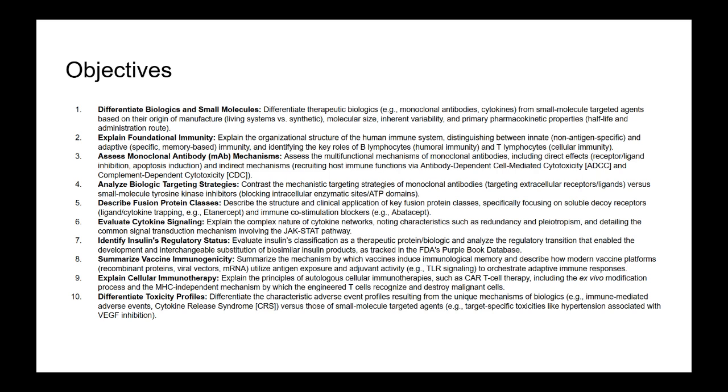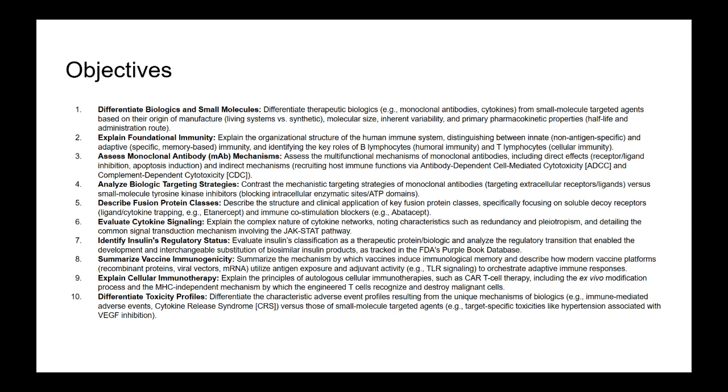Vaccines work by inducing immunological memory, and modern vaccine platforms utilize various antigen exposure methods and adjuvants to enhance the immune response. Recombinant proteins, viral vectors, and messenger RNA are examples of current technologies that stimulate adaptive immunity by activating toll-like receptor signaling pathways. Cellular immunotherapy involves modifying immune cells outside the body to target and destroy malignant cells.